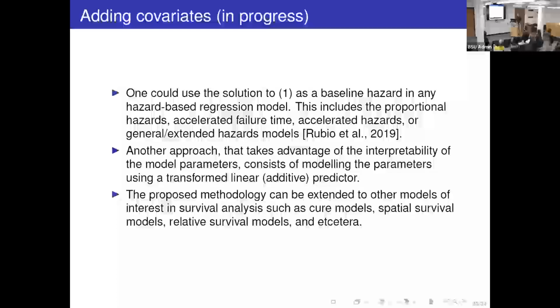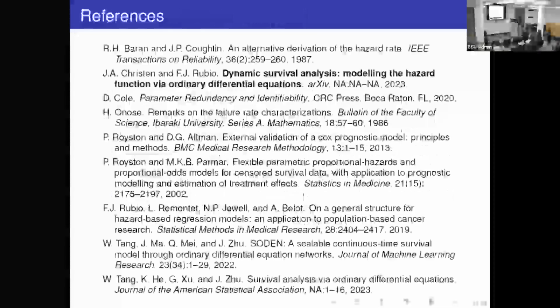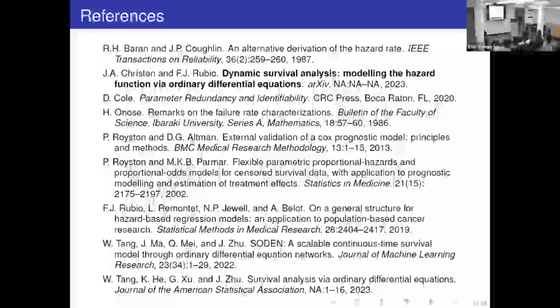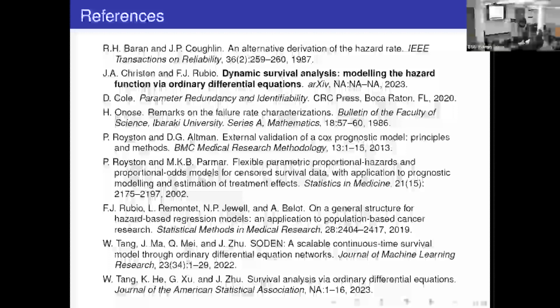And then, of course, this can be naturally extended to other frameworks, such as using cure models, spatial models, or relative survival, which is very popular in cancer epidemiology, etc. So these are the references that I have been mentioning throughout. So I thank you very much for your attention.